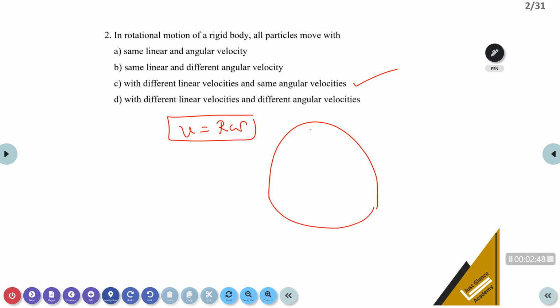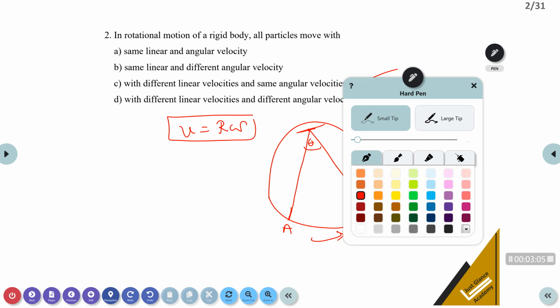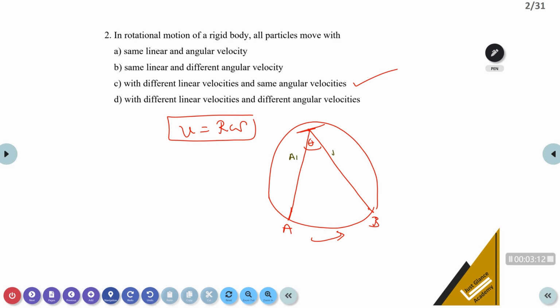This body is rotating from point A to B, like this. This is the angle theta. About this point it is rotating. Now I will consider one point, A1 B1. This is A1 B1. Next, another one, A2 B2, I am considering.